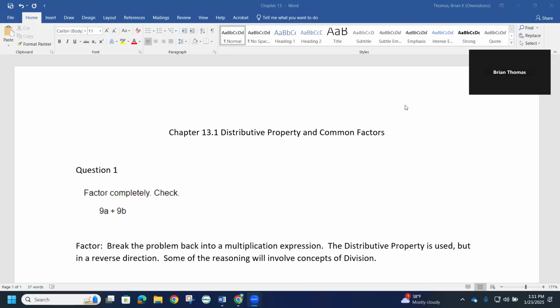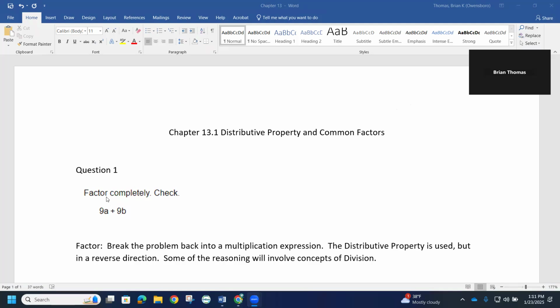This will move us into chapter 13. The first thing we'll do is section 1, which involves what we call distributive property and common factors. So again, we've talked about the distributive property where you multiply through addition, but what we're going to be doing now is what's called factoring.